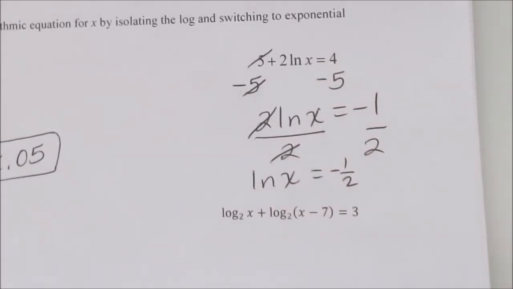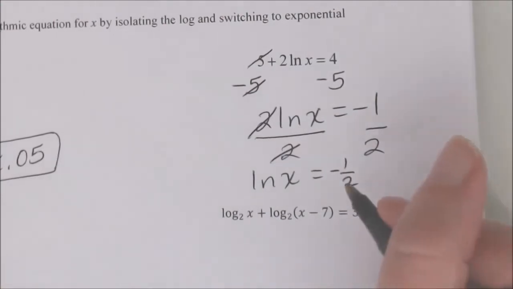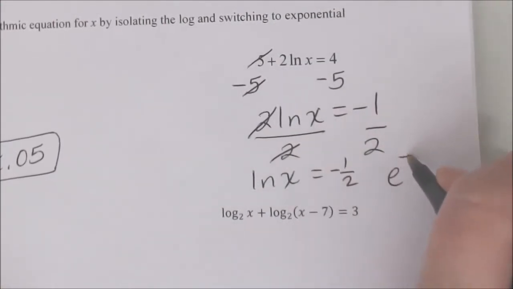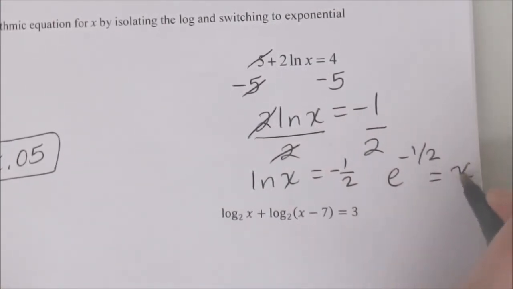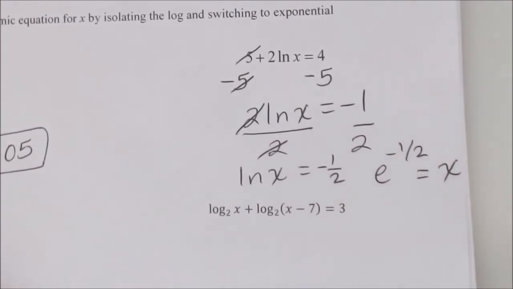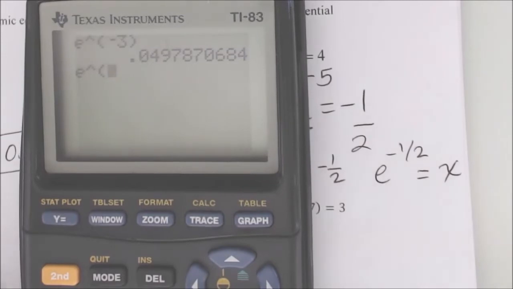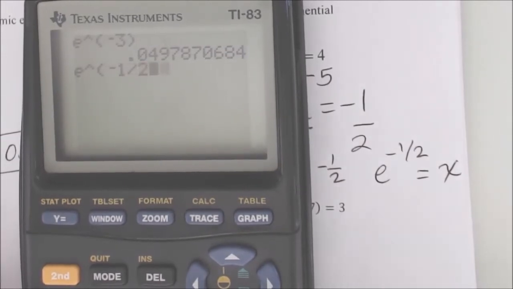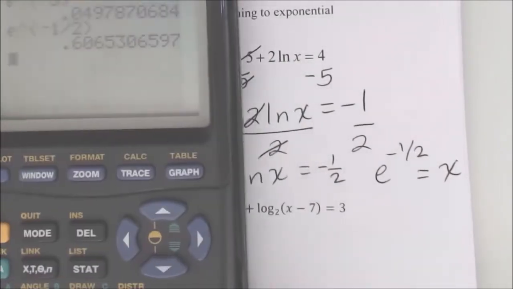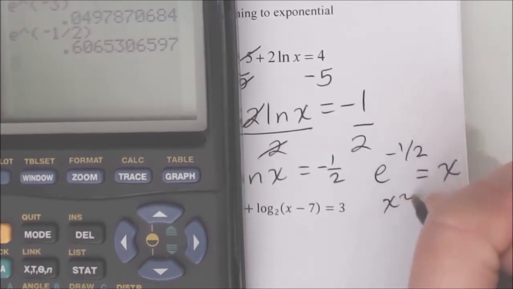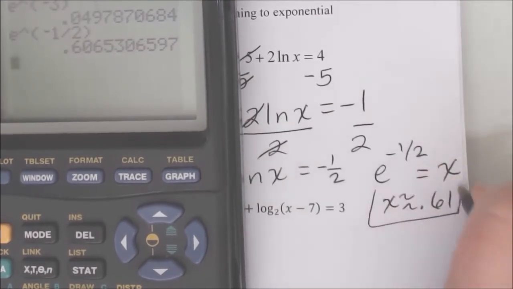And same as the last problem, once you get it down to where you have a log equals a number, you want to switch it to exponential form. So the base for this is e again, so it's going to be e to the negative 1/2 power equals x. And you could leave your answer like that. You could get a decimal answer for it again. E to the negative 1/2 power gives me about 0.61. So my x value there is about 0.61.